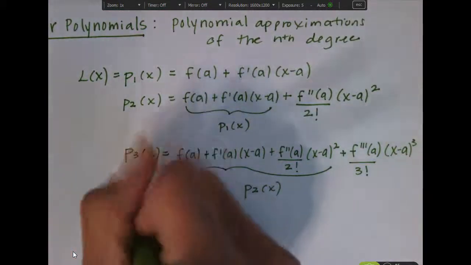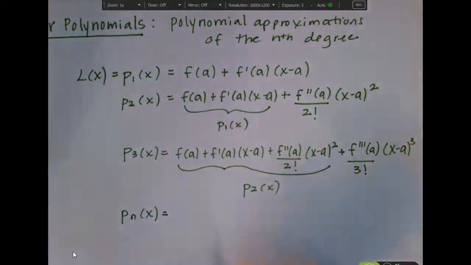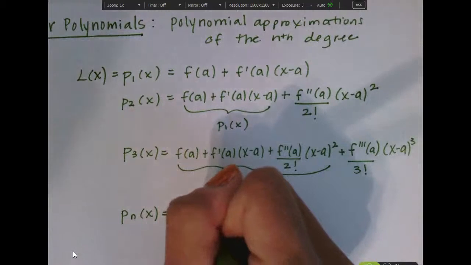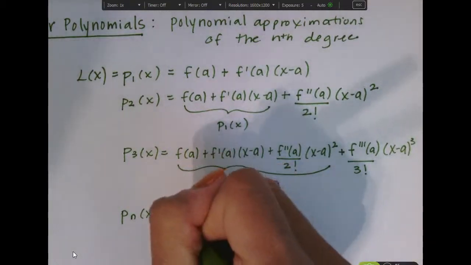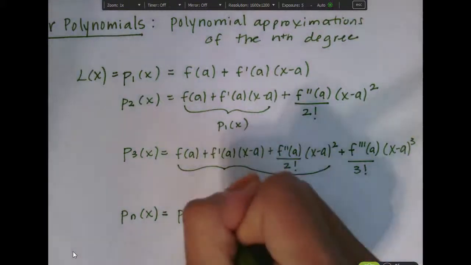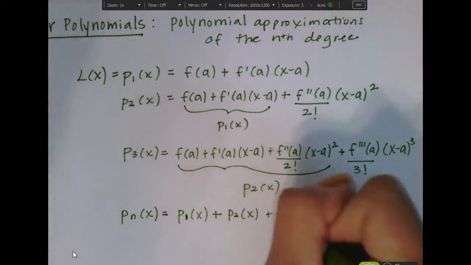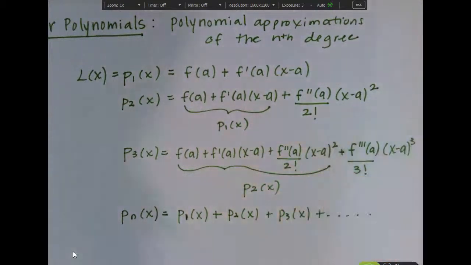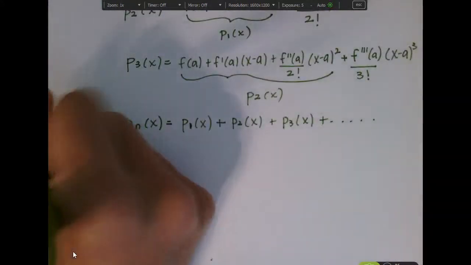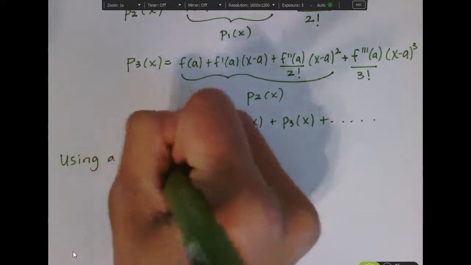As a result, my nth degree polynomial approximation will always come from taking P1 and then adding to it everything that comes before. So we can use a power series to denote this more explicitly.